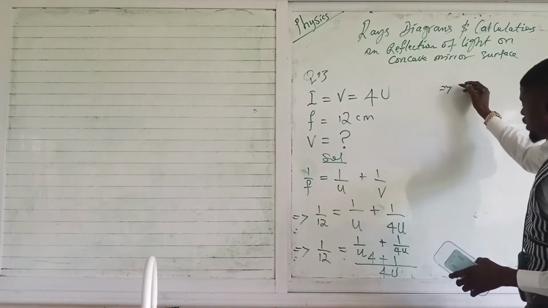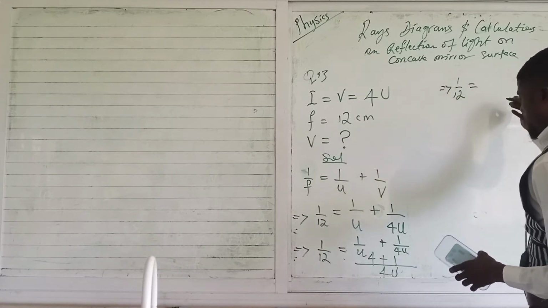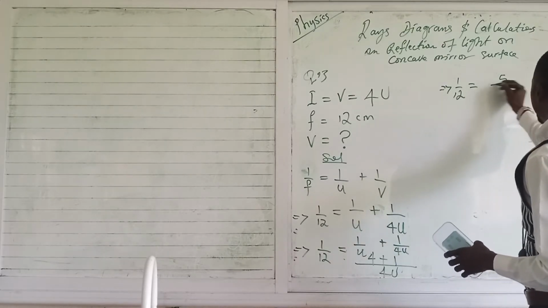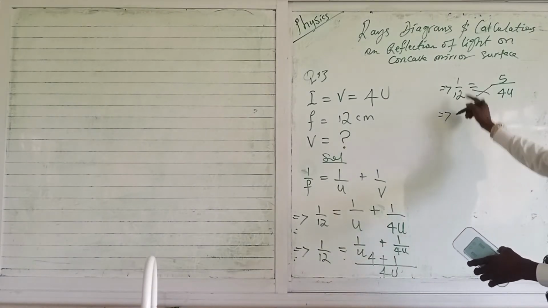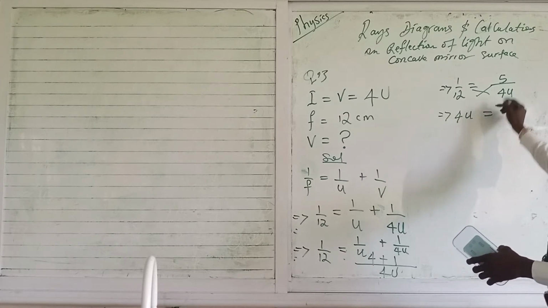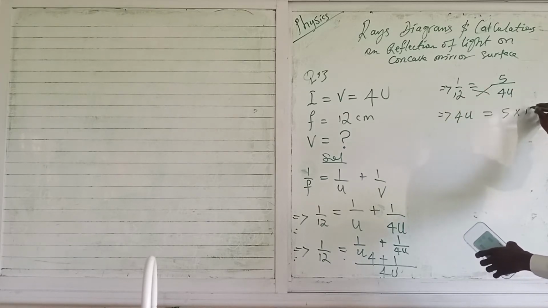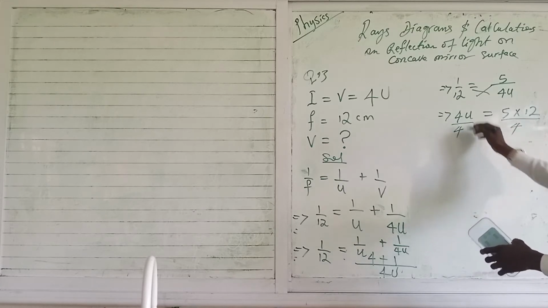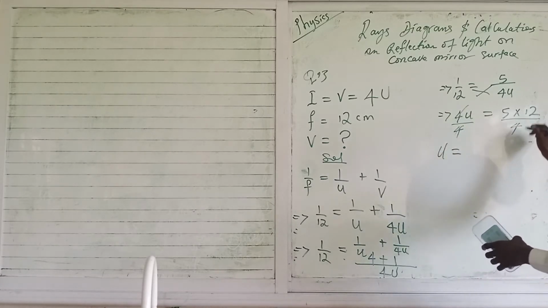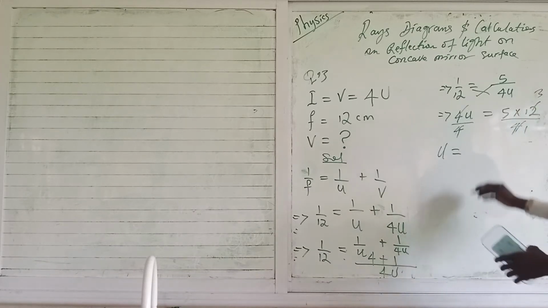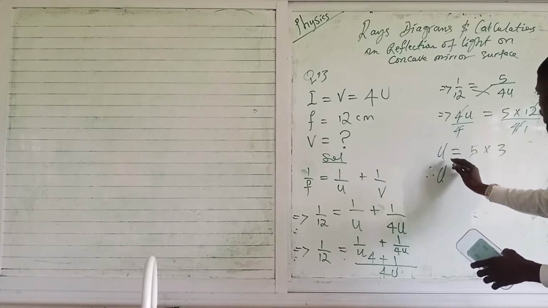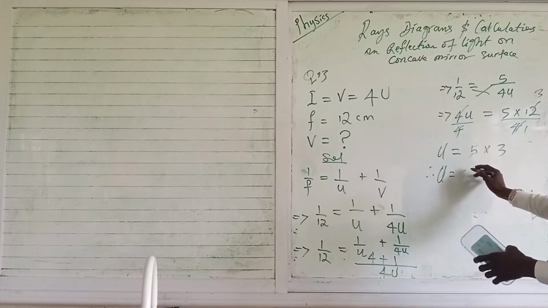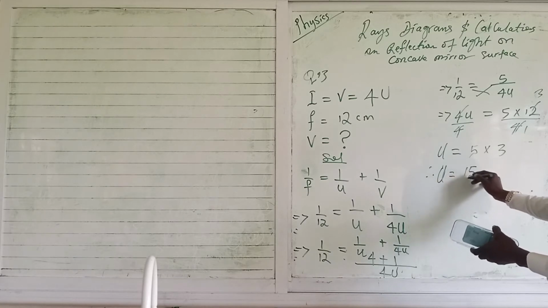So 1 over 12 is equal to 4 plus 1, which gives 5, over 4u. You cross multiply, so 1 times 4u, you have 4u, is equal to 5 times 12. You are looking for u, so you divide both sides by 4. Your u is equal to 5 times 3. Therefore, the object distance u is 5 times 3, that is 15 cm.